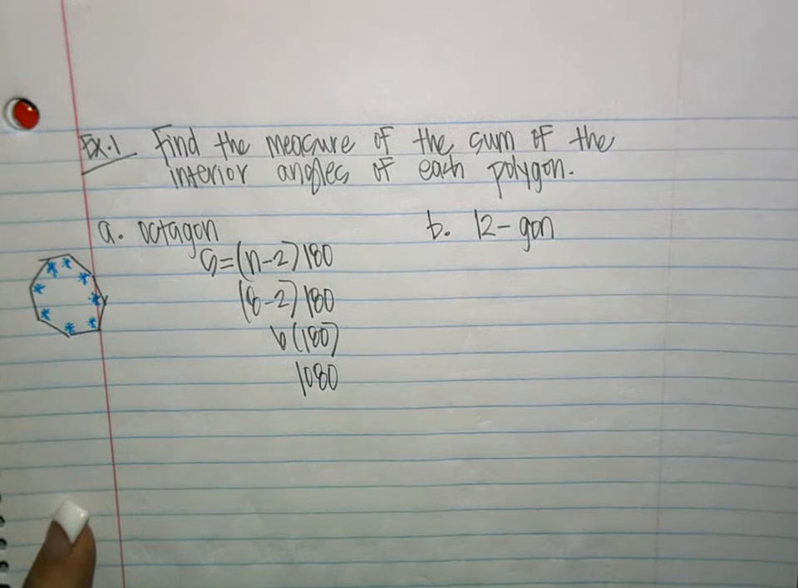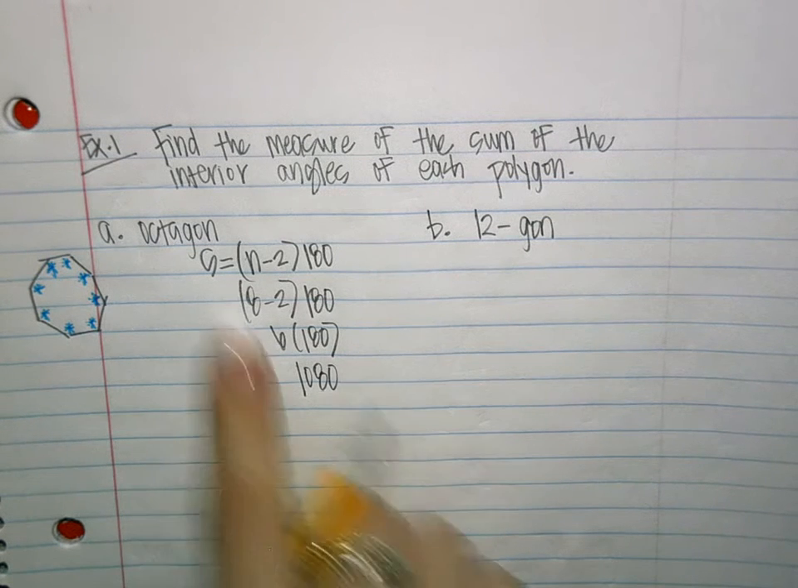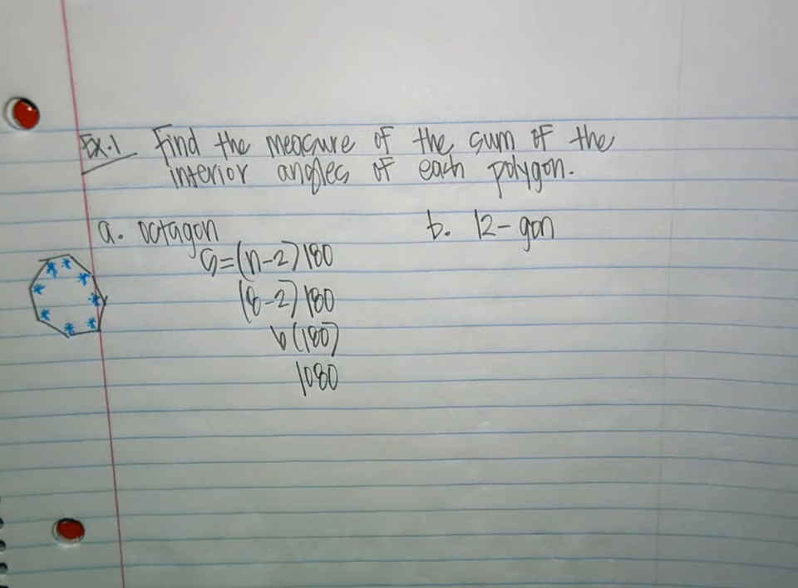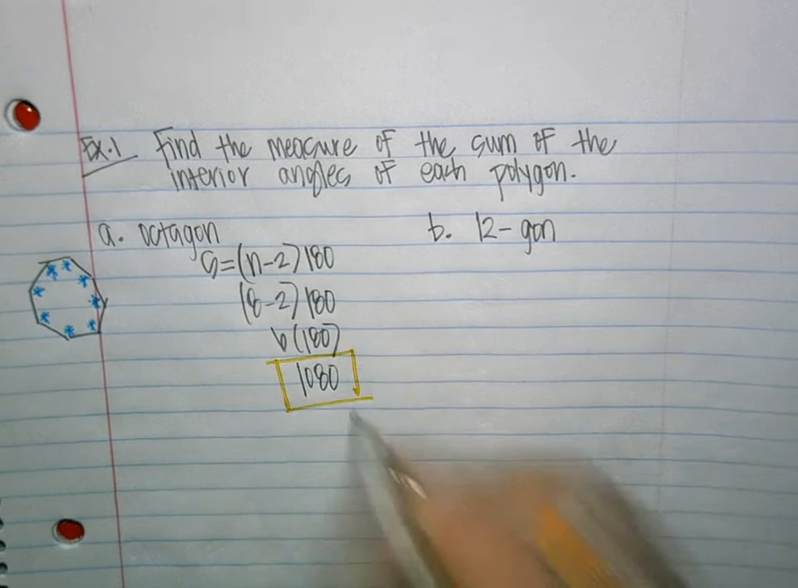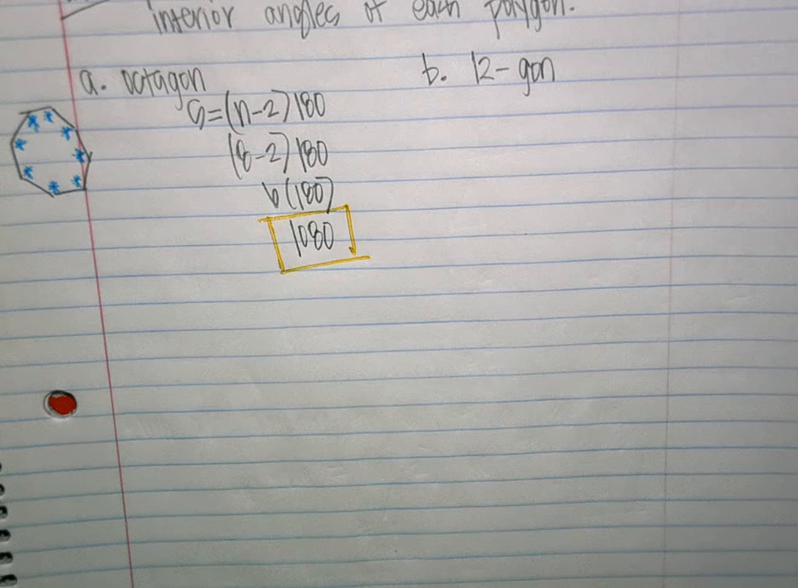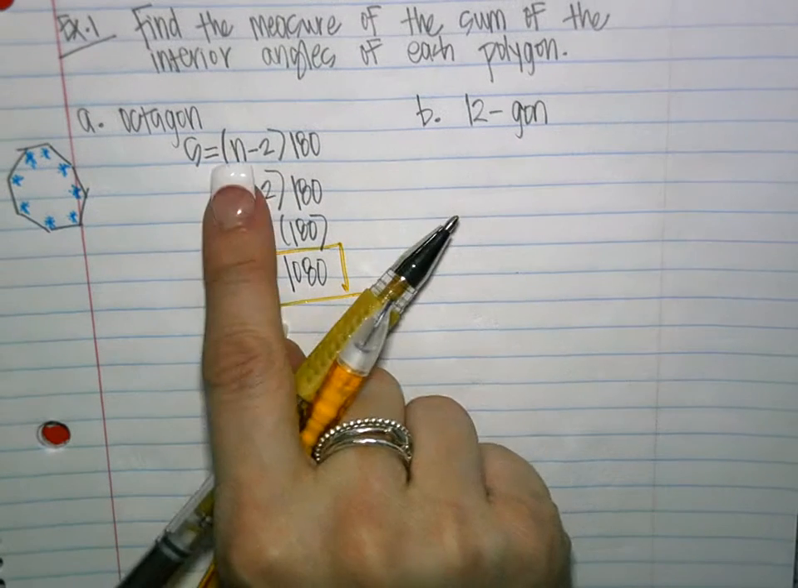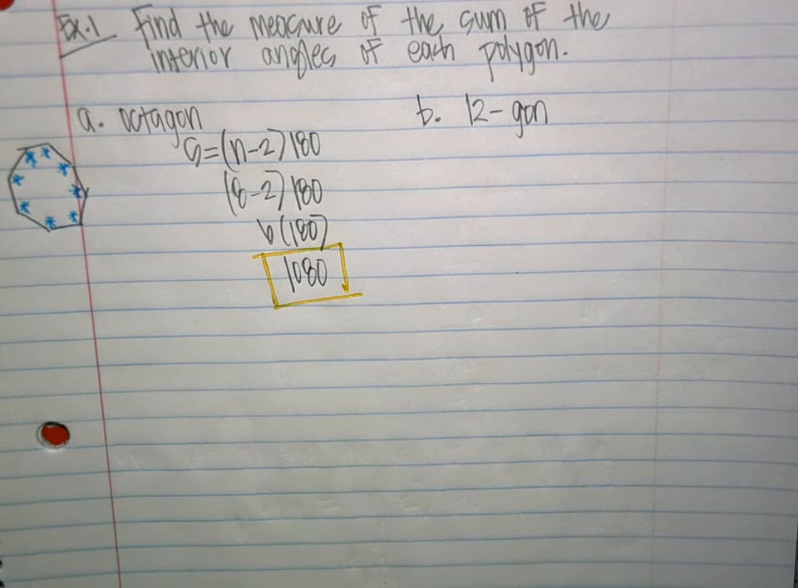8 minus 2 gives you 6 times 180. I'm so lazy. So 1,080. 1,080, guys. That's S equals n minus 2. That was just the formula. I was just rewriting the formula for you.